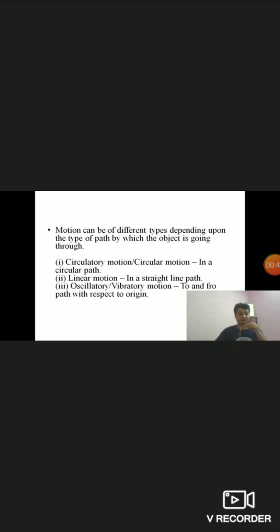So motion can be of different types based on the path. For example, circular motion, or circulatory motion, is the motion of an object in a circular path. Linear motion is nothing but the motion of an object in a straight line path. And oscillatory motion or vibratory motion is the to and fro motion of an object about an origin. For example, a simple pendulum or a clock pendulum. These are examples of oscillatory motion.